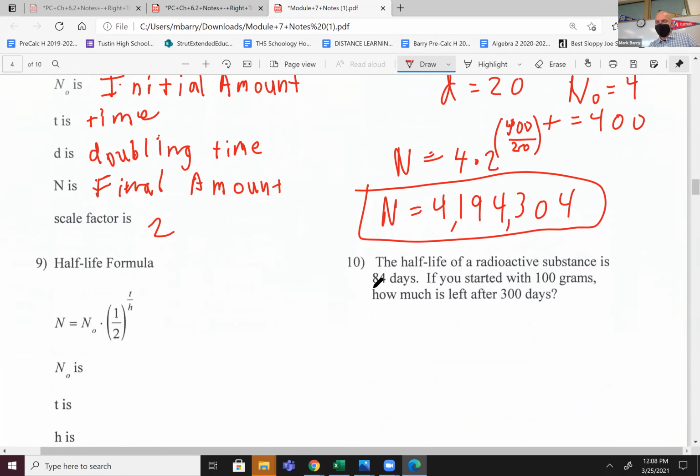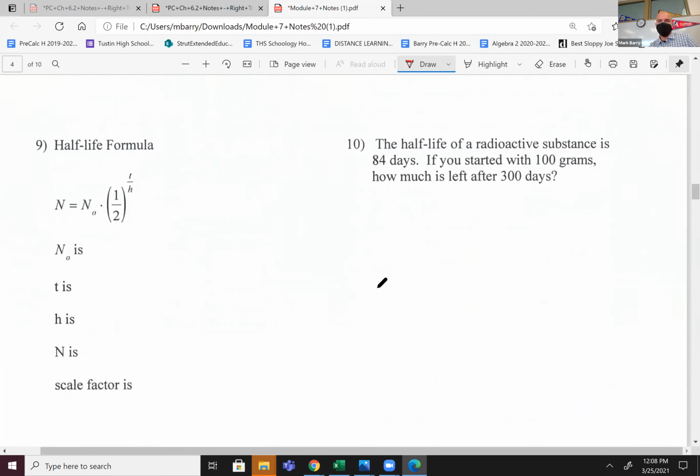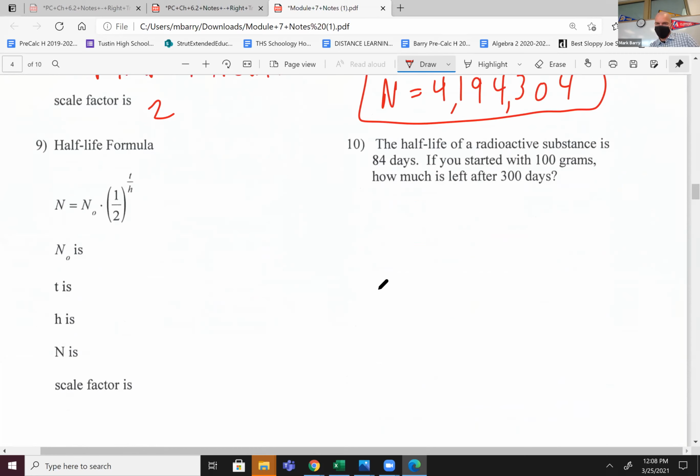All right, so now let's switch over to our last formula here, which is half-life. A lot of this stuff is going to be the same. N sub 0 is going to be the exact same as the previous. So N sub 0 is initial. T is time. The only difference is H is half-life.